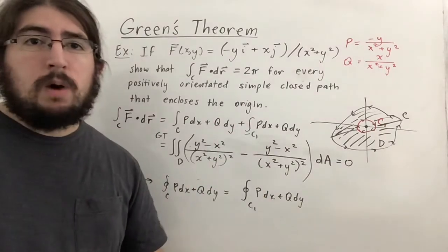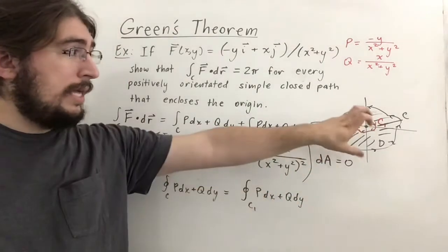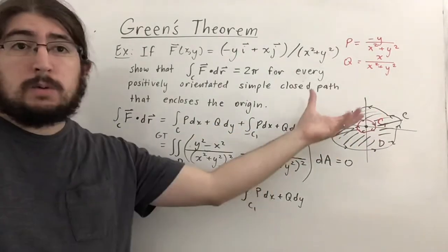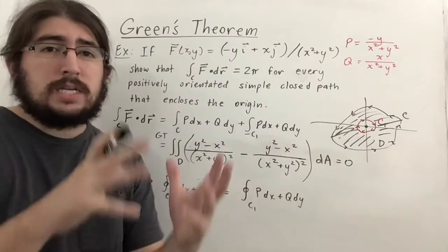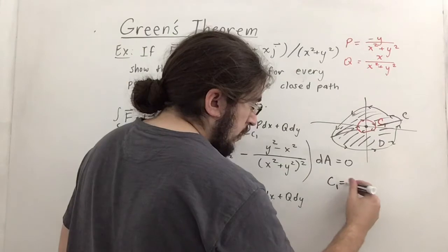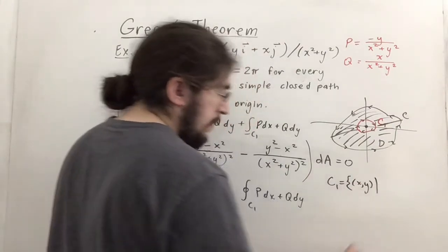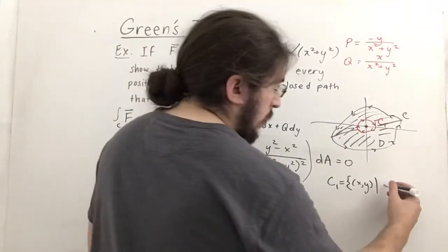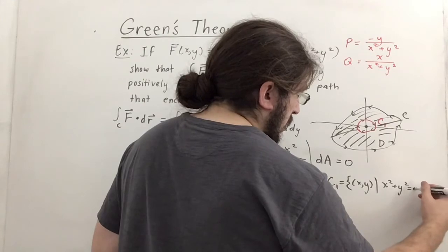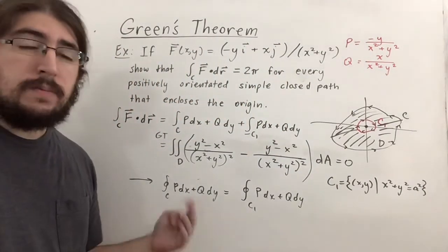Now, I didn't say what C1 was, I just said that it was a hole. It can be any hole, as long as it's contained inside of C. To ensure that it's inside of C, because we don't know how big C is, C can be huge, it can be tiny, we're going to say that C1 is given by the set of points x, y, where x squared plus y squared is equal to, let's say, a squared. In other words, this circle has radius a, where a is taken to be super small.